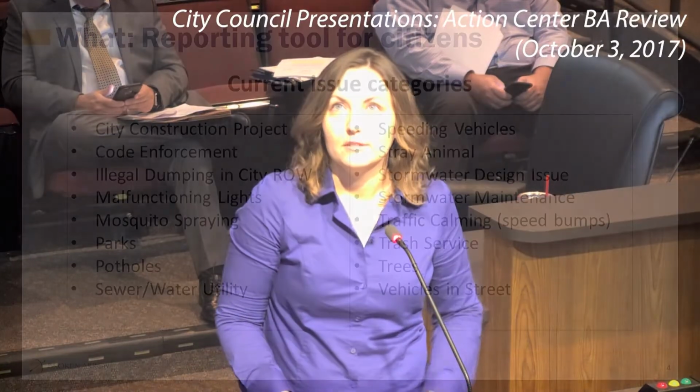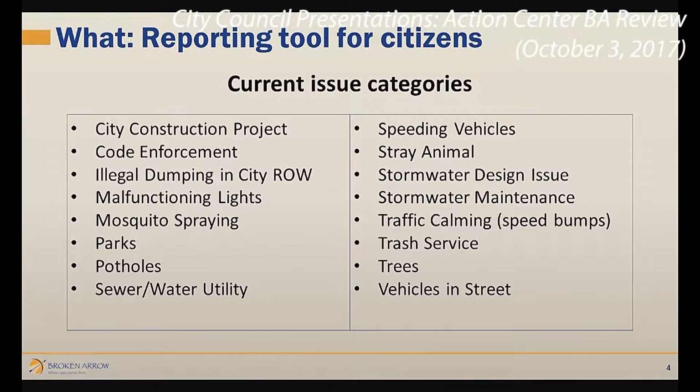These are our current categories for issue reporting. We have 16, and we've added a couple since we launched. We may add a couple more this year. The Rose District has been discussed as a possible new category, and our typical issues that we get on the phone and other avenues are always the most popular. So code enforcement, of course, is always a top monthly issue, as well as things like malfunctioning lights.